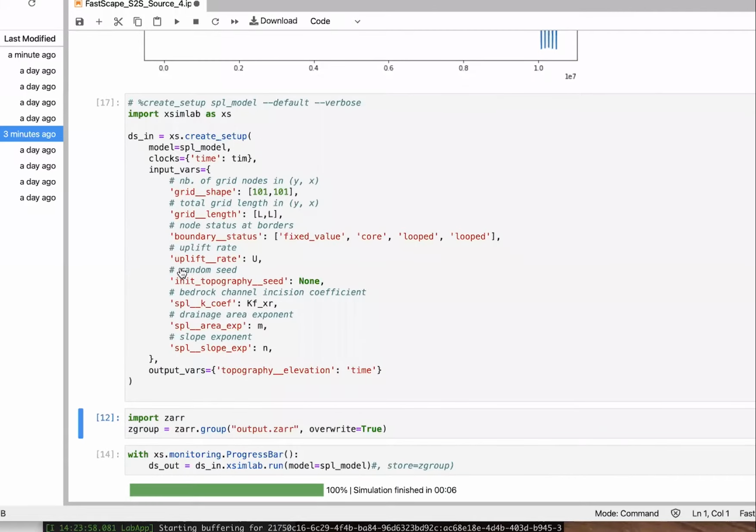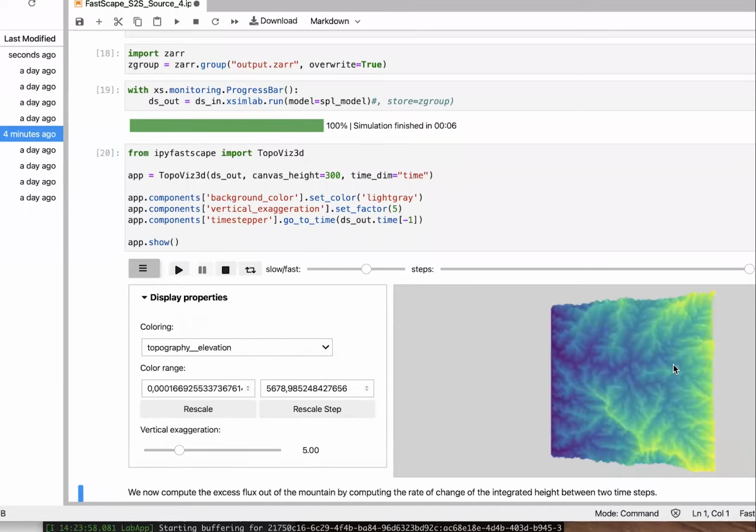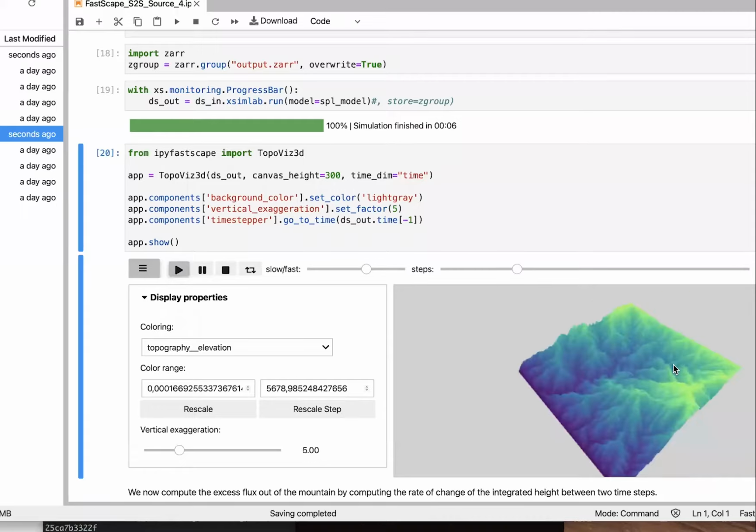So if again I play it, and as we get past 10 million years, we start to have these variations, but not much is going to happen to the landscape. You see, we barely see any variation in the landscape. Okay?